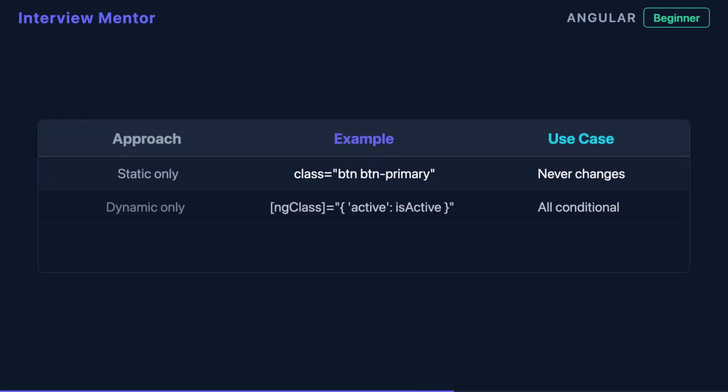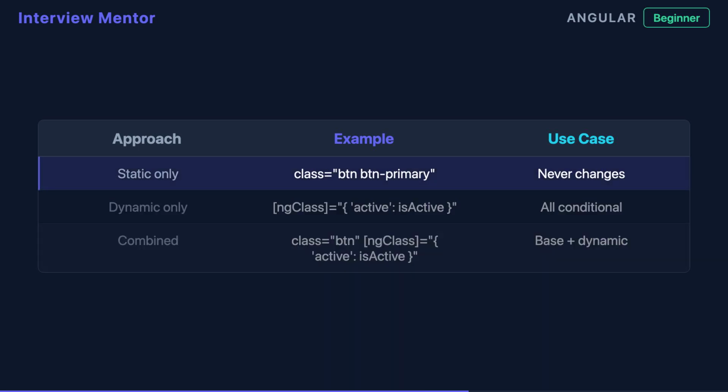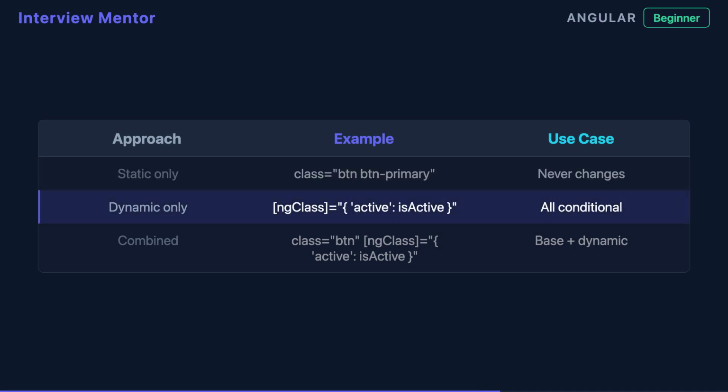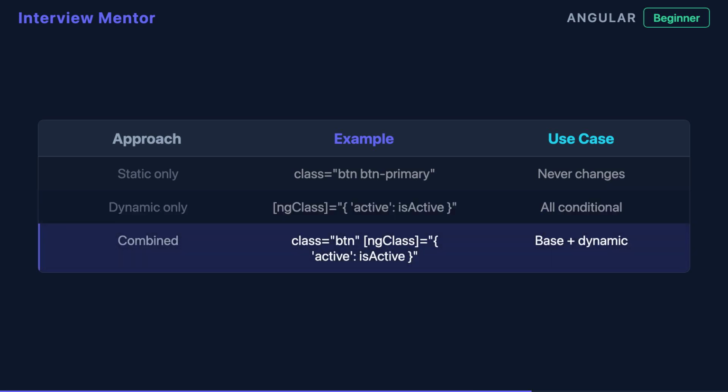Here's a pro tip: combine static classes with ngClass on the same element. Use the regular class attribute for classes that never change, like base styles. Then layer on ngClass for dynamic classes. Angular merges them intelligently, giving you both consistency and flexibility without class name conflicts.